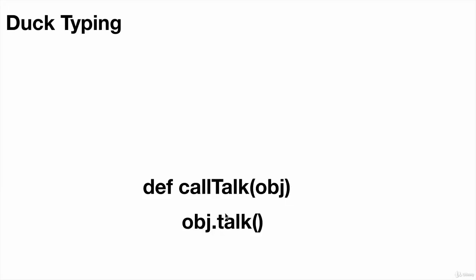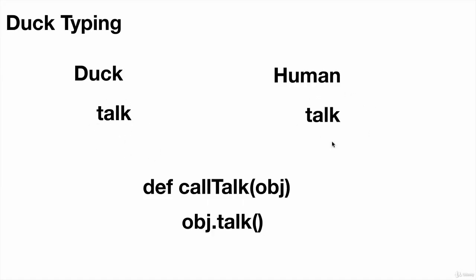Duck typing is not really a feature that a programming language offers, but it comes for free if a programming language is dynamic. So is the case in Python. Here is a method called callTalk, which takes an object. And this callTalk method is going to invoke any method on the object. The key here is that in Python, we do not specify what type of object this is. As a result, we can pass it any type of object at runtime.